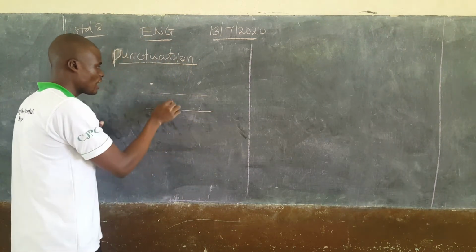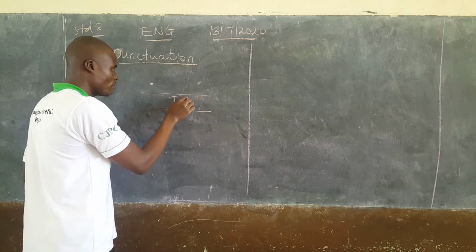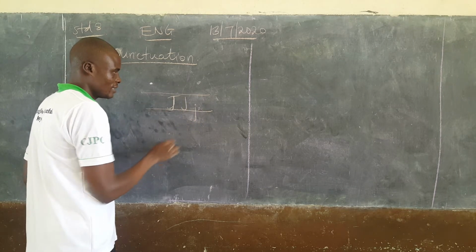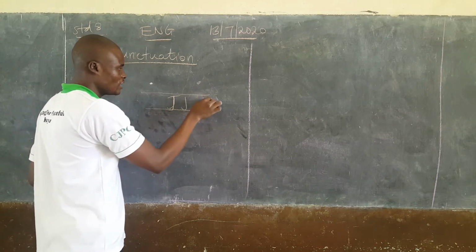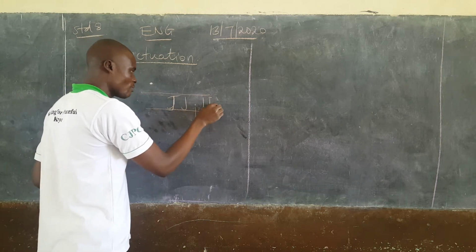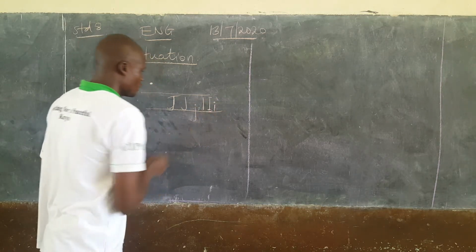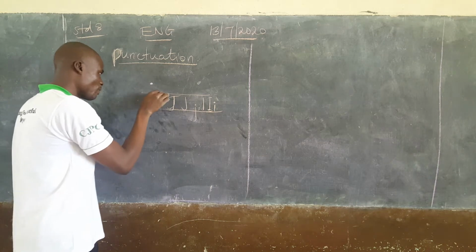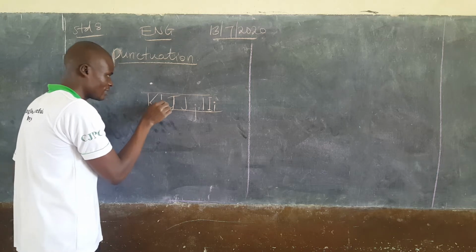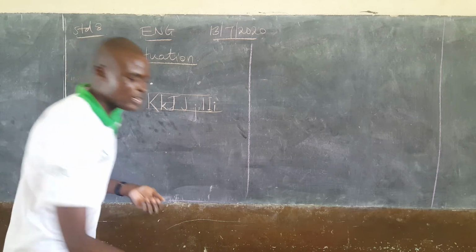You know the difference between capital J and a small letter; you can write it like this. A small letter must go down the line. Capital I may look like that, or like this, but a small i must have a dot at the top. Capital K may look like that, and a small k must look like that. This part must be half of the line. So that is capital letter writing.